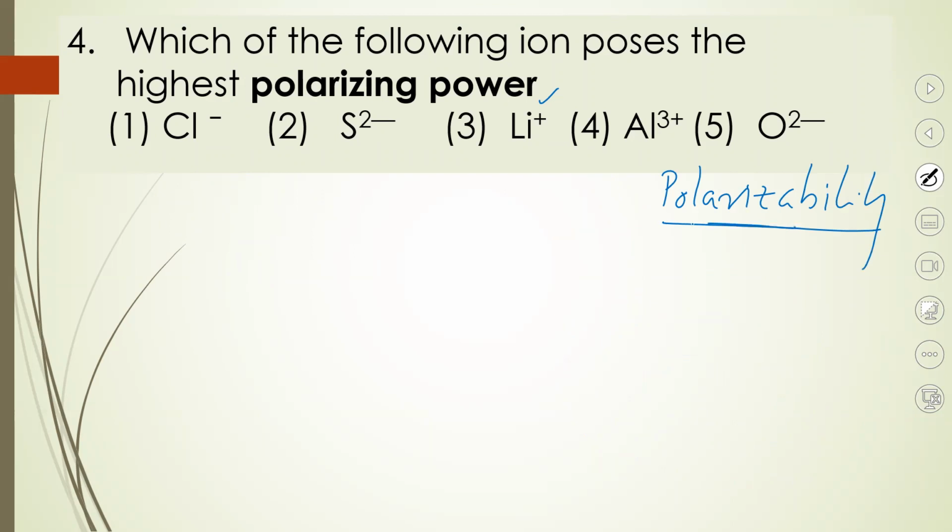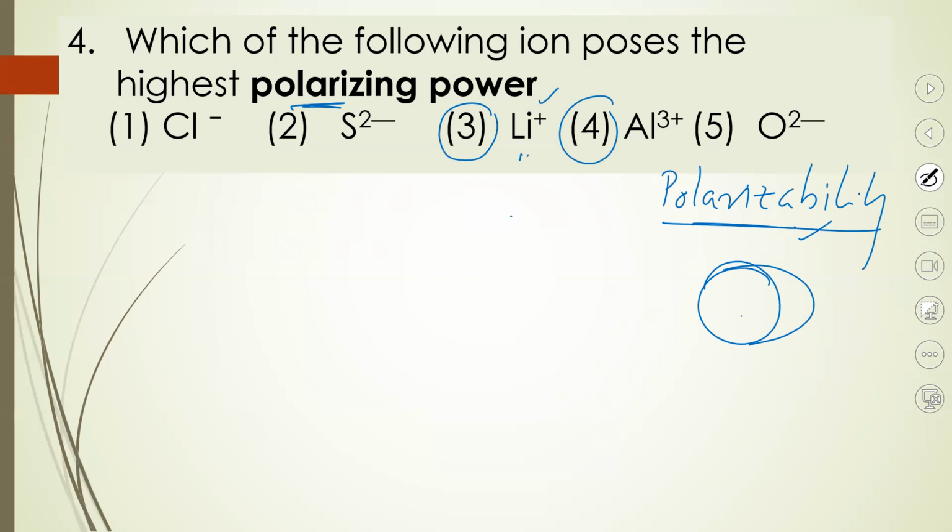Right, this is related to anions, isn't it? Anion, how much it distorts because of cation, that is what we call polarizability. Here we are talking about polarizing power, which is related to cations. So the answer should be the third or fourth, isn't it? The other two or three ions are anions, right?